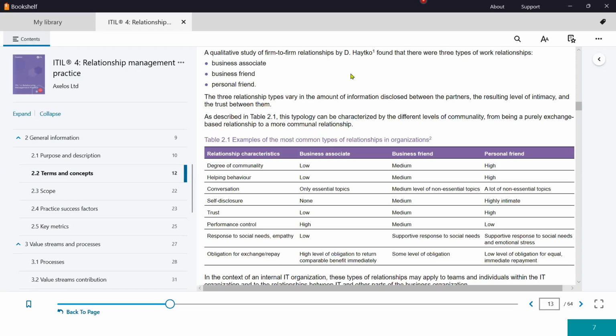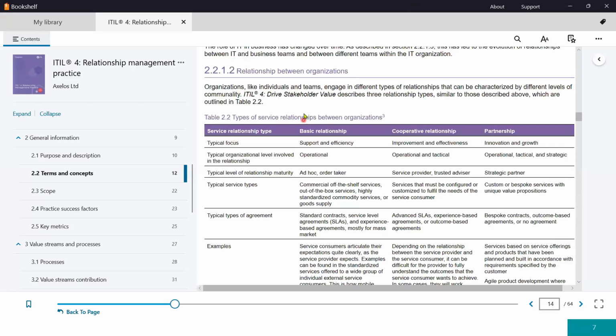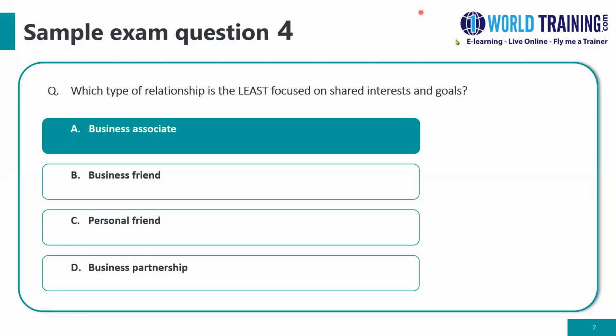There's another table which explains the relationships between organizations. Table 2.2, we have a basic relationship, cooperative, and partnership. And if you notice in the partnership, there is a closer relationship with a focus on innovation and growth. So coming back, the correct answer would be A, business associate, with the least focus on shared interests and goals.